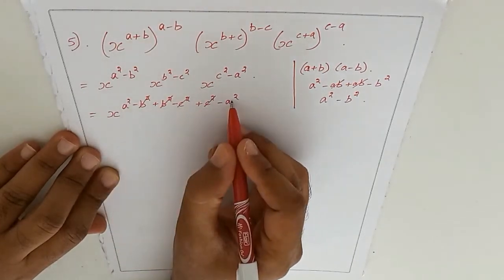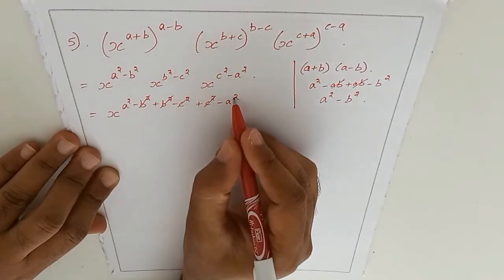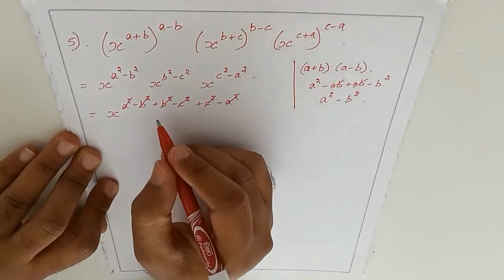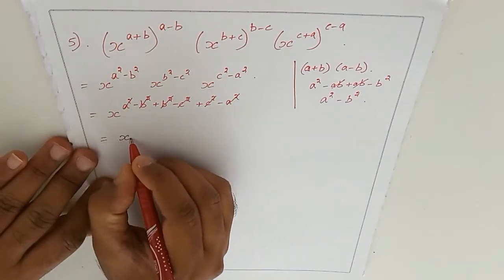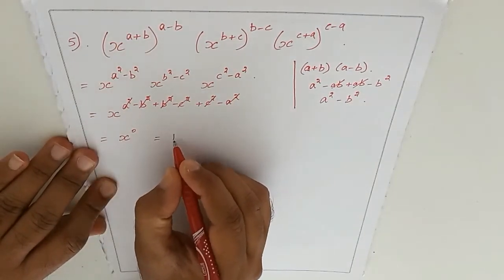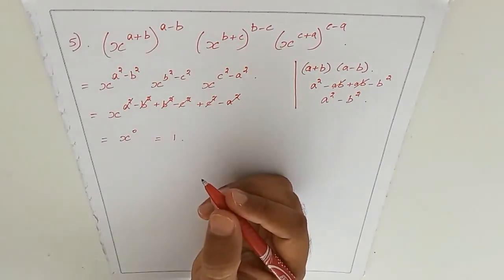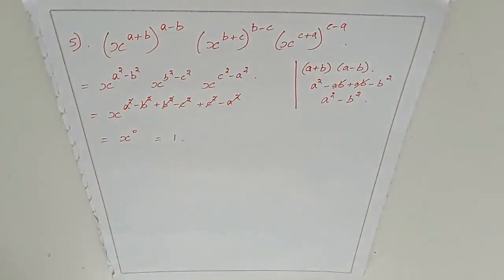A square minus a square. Positive a square, negative a square. So everything cancels. So I'm left with x power 0, and this is equal to 1. Anything raised to power 0 is always 1. So this is the solution.